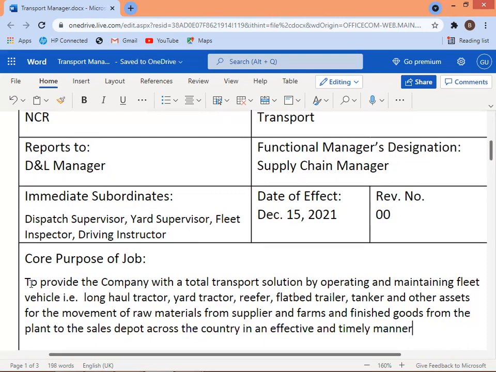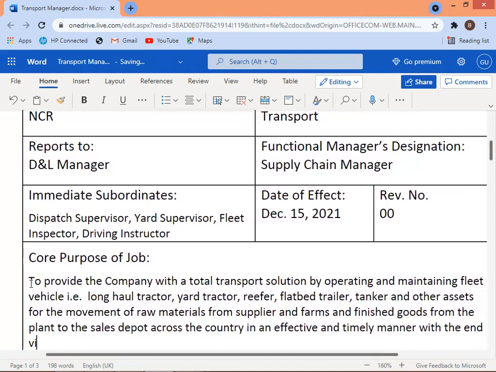Okay, with the end view of achieving the customers'... remember the SLA, service level agreement, the customer service level agreement. I think that's okay. That would do it.